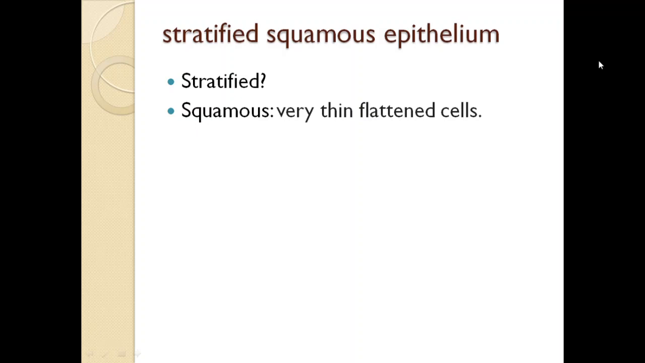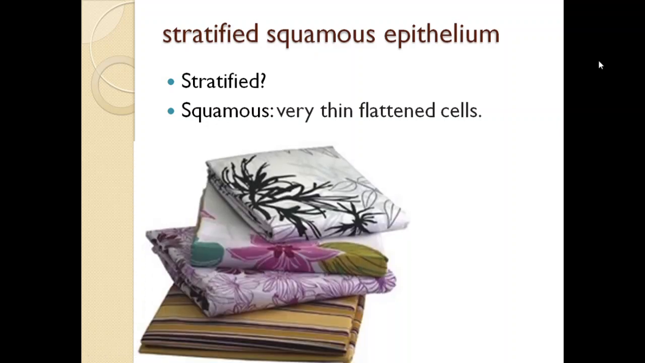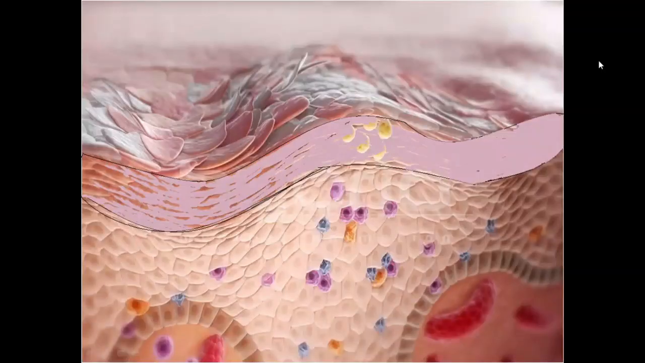So what is the meaning of squamous? Squamous means very thin and flattened cell. And what is stratified? Stratified means arranged in layers, one over another. The oral epithelium is comprised of stratified squamous epithelium. It is the most protective, resistant epithelium. The epithelium lies on the basement membrane, which separates it from the underlying connective tissue.